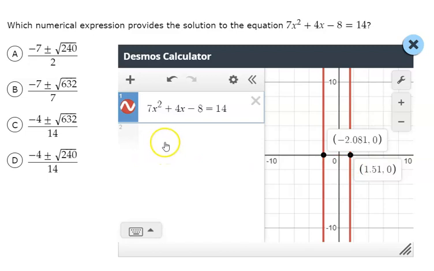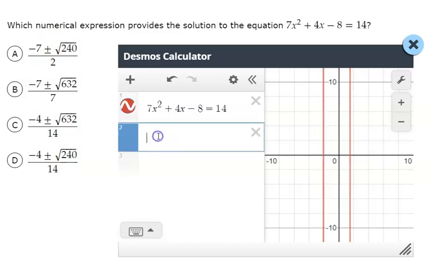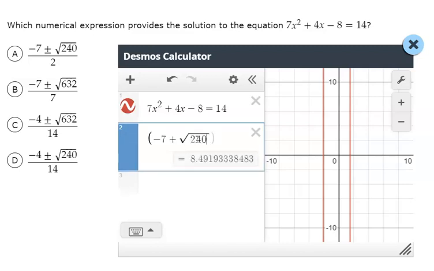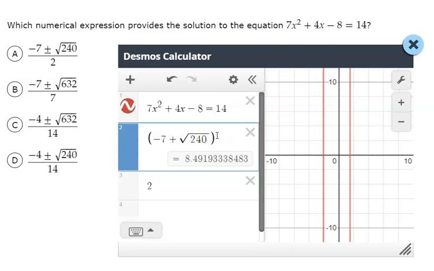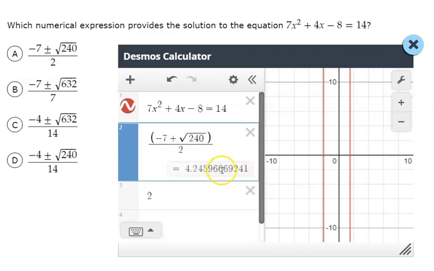So the first thing I want to do is type the first two answers. Each of these is two answers. The first one is -7 plus the square root of 240 all over 2. So I'm going to use parentheses to type -7 plus the square root, and you can type the word SQRT, or you can use the square root on the keyboard. Close your parentheses and then divide by 2. And you're going to get this number here.